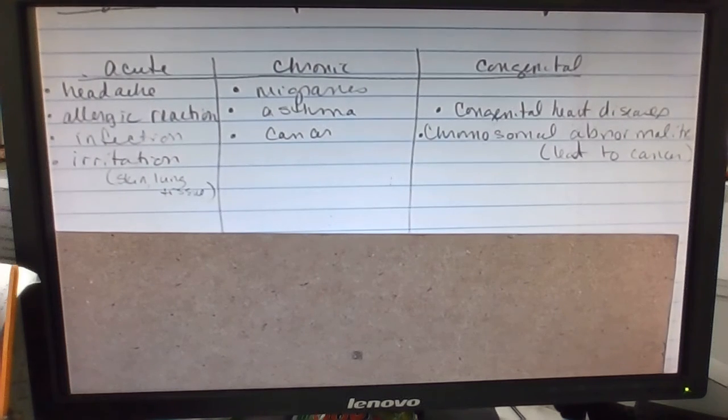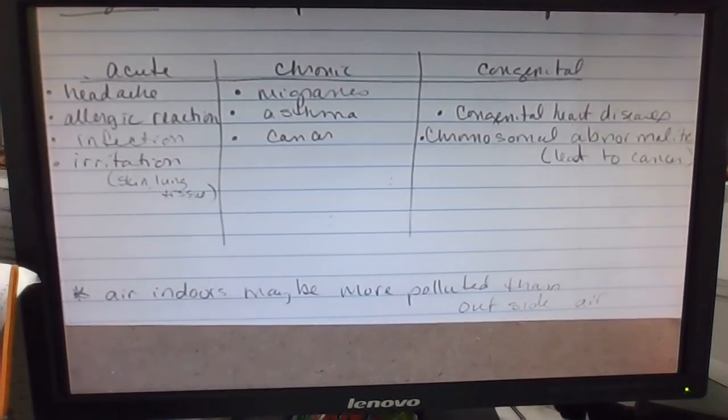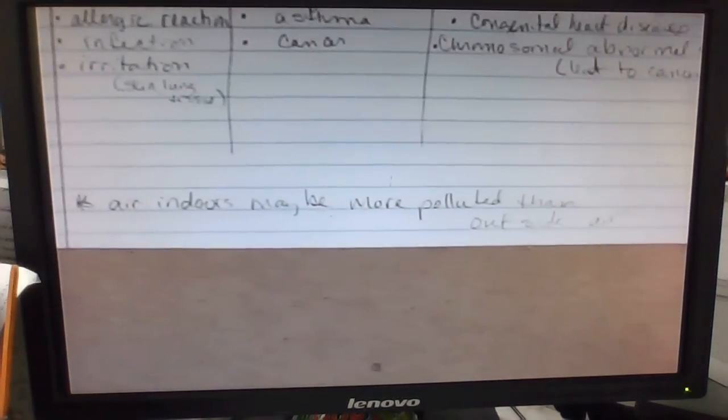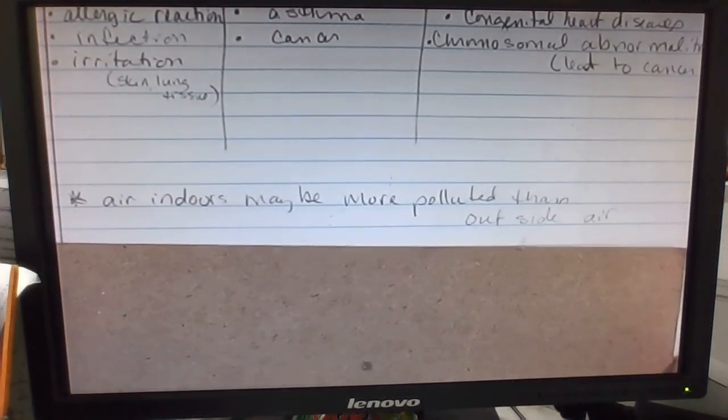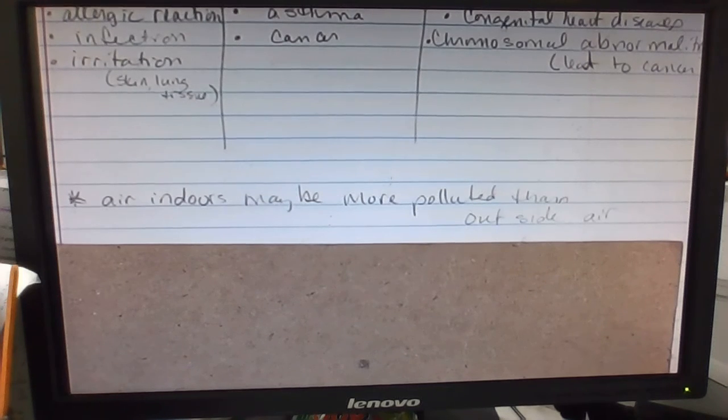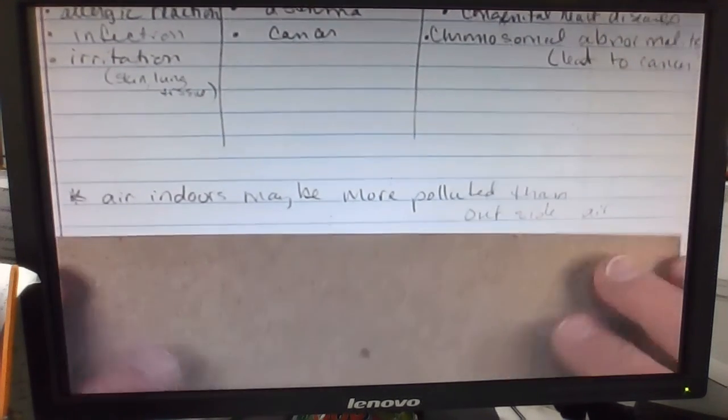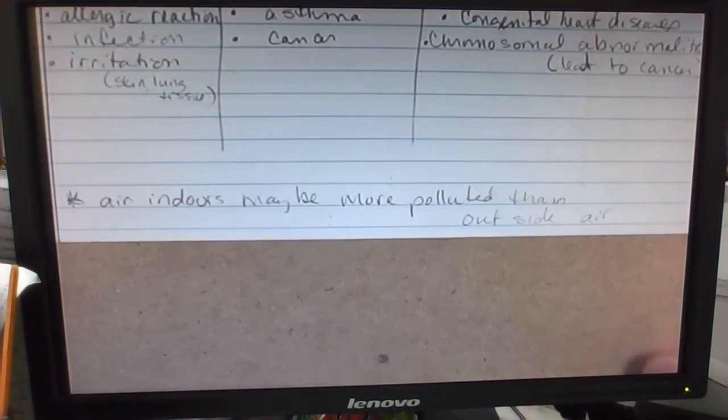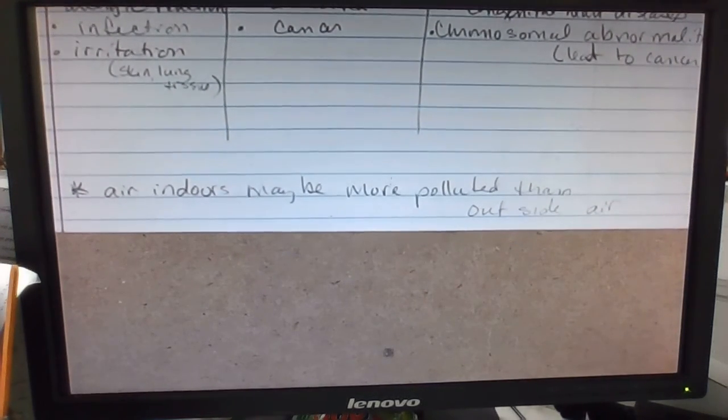So, pollutants outside, right? Go inside, right? Because you'll be safe inside, yeah? Not necessarily. Air indoors may be more polluted than air outside.